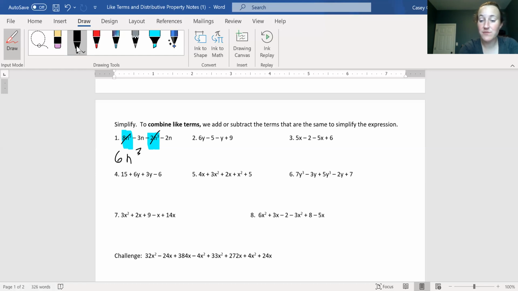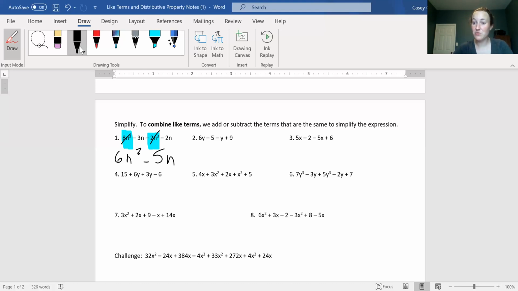-3n and -2n. Same variable, same exponent. Let's put them together. Use a calculator. Double check, guys. -3 minus 2 is -5. Take a look at your answer. N to the third and n, those are not like terms. They have different exponents. That's it. We're done. Leave your answer like that.